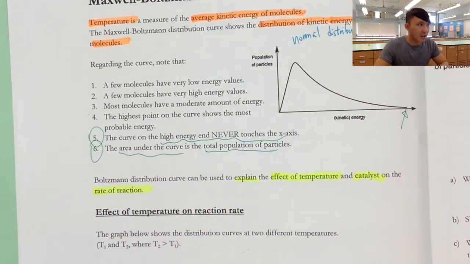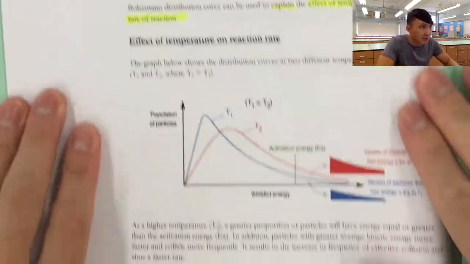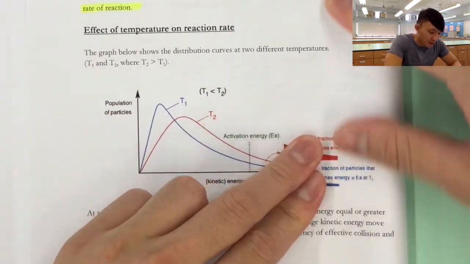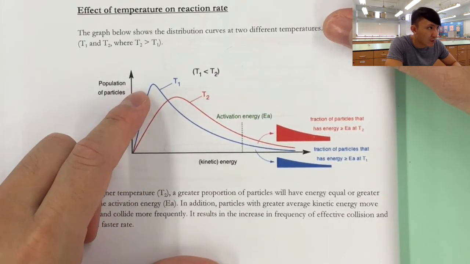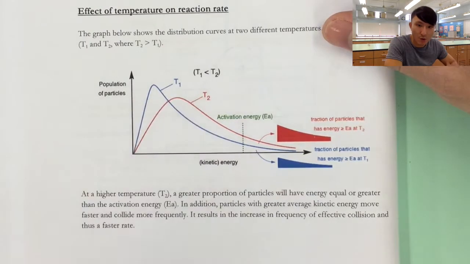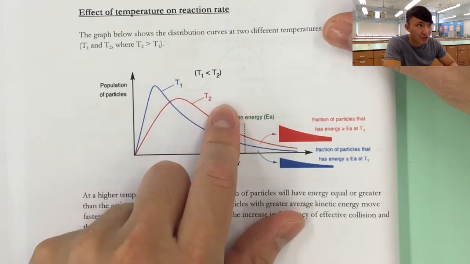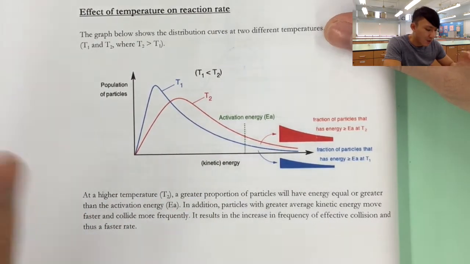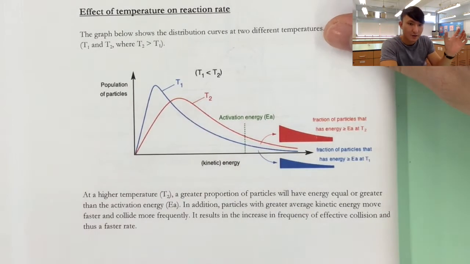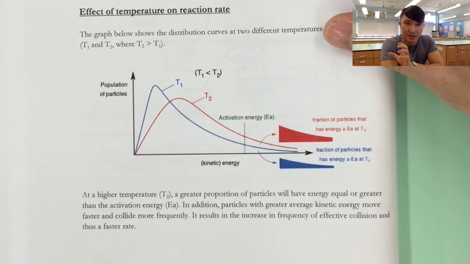Okay, let me break it down for you. So down here, effect of temperature on reaction rate. Now, if you look at this curve, you see we have a blue curve and a red curve. The blue curve has a temperature T1, which is lower. And then the red one has a temperature T2, and T2 is hotter. Okay? Now, when you look at this curve, you notice that for T2, the curve is sort of shifted to the right-hand side, shifted to the higher energy end, right?